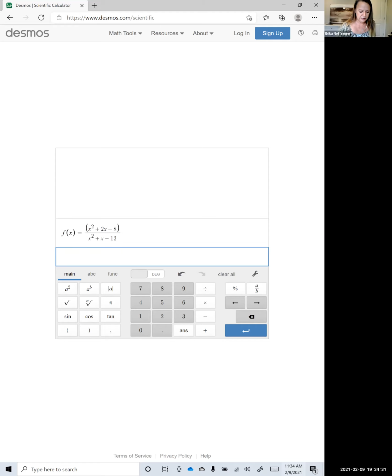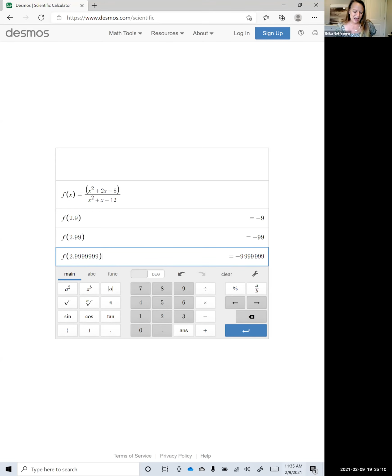I'm going to push enter. And now I want to plug in 2.9 wherever I see an x. So f of 2.9 in here, notice you get -9. So to me, I know that this is going down to negative infinity, but let me show you. Let's even get closer to 3 on the left. If we plug in f of 2.99, which is even closer to 3, notice I get -99. So if I get even closer, 2.999999, notice I get -9,999,999. So I can see as x's are getting closer and closer to 3 on the left, that's shooting down to negative infinity.